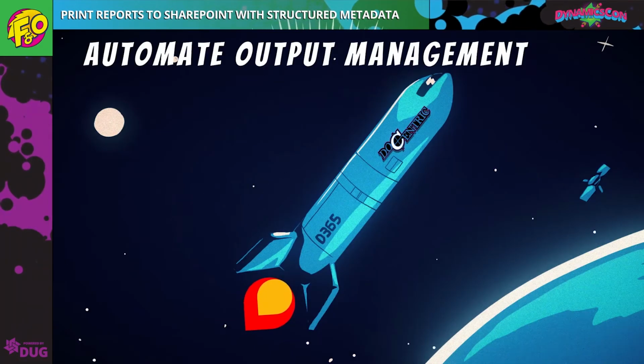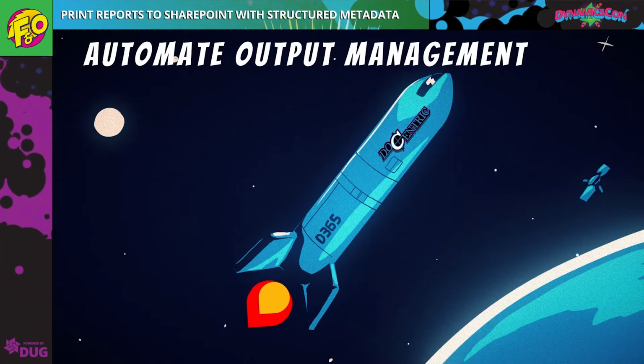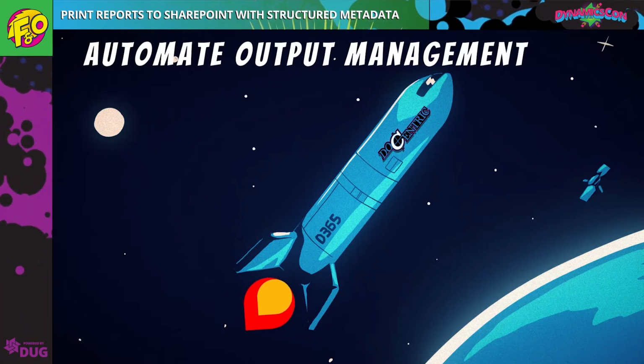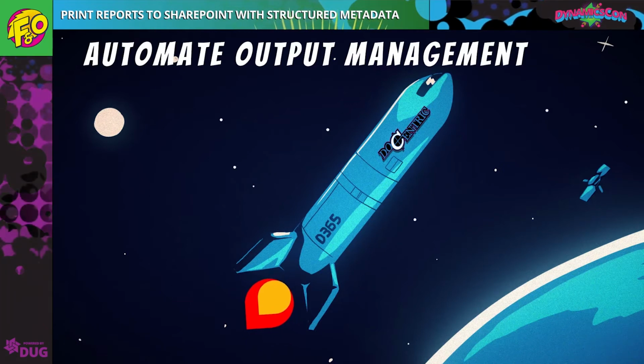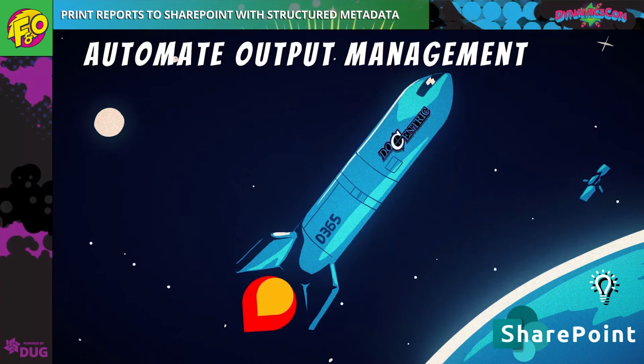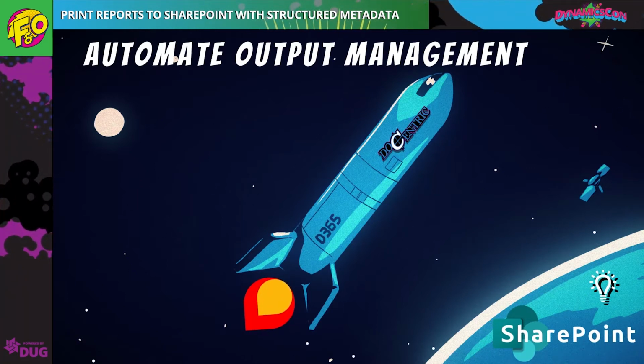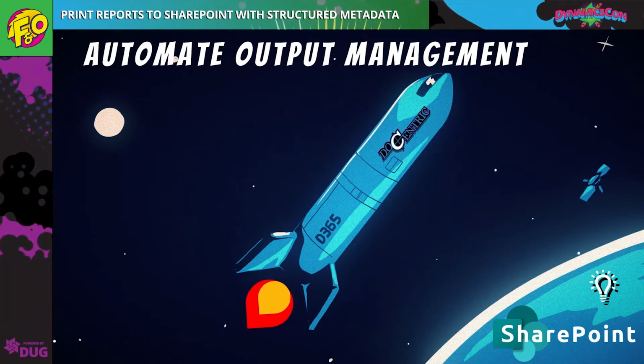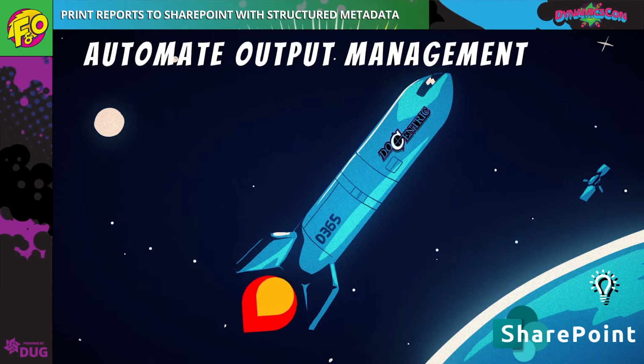So the main goal of DoCentric's advanced output management is to enable you to automate document distribution across various print destinations and make them dynamic based on your data. Today we will focus on SharePoint integration, and if you want to store documents in a structured way, you can do this with the DoCentric Free Edition. But if you want to store documents with structured metadata, you will need the Full Edition.